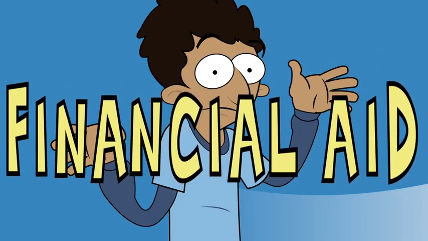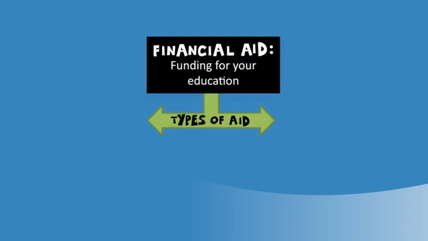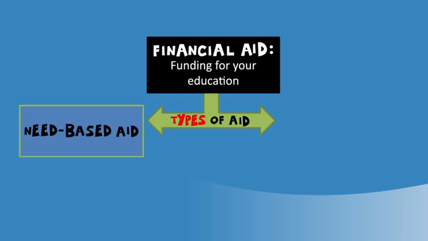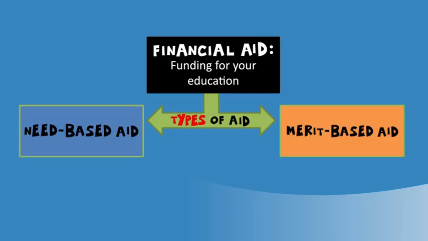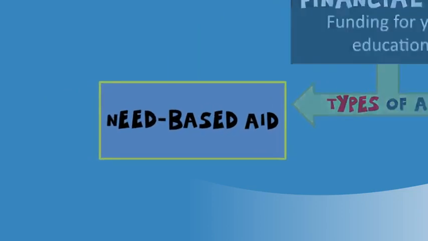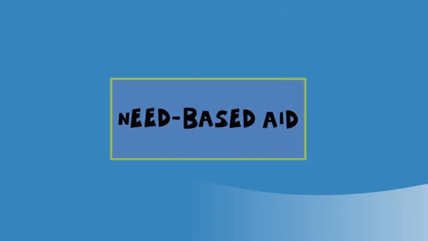And here's why. This funding, this financial aid, can come to you in different ways. To really understand financial aid, we need to dig deeper into the types of financial aid that you will encounter. Financial aid can be split into two types: need-based aid and merit-based aid. Let's look at the need-based side first.